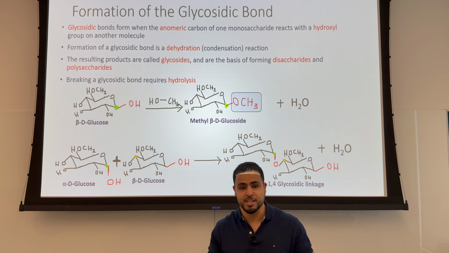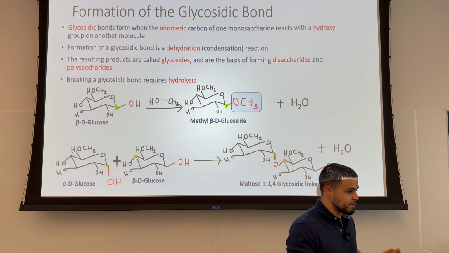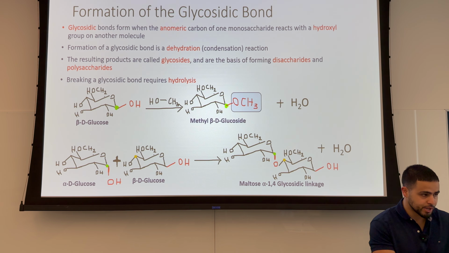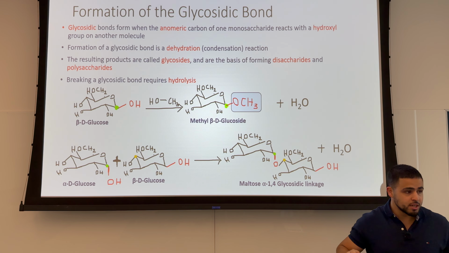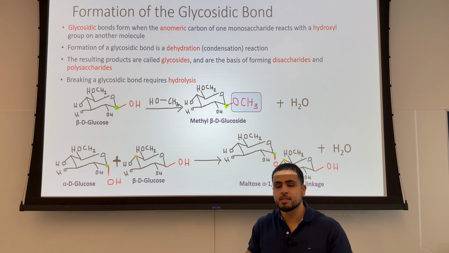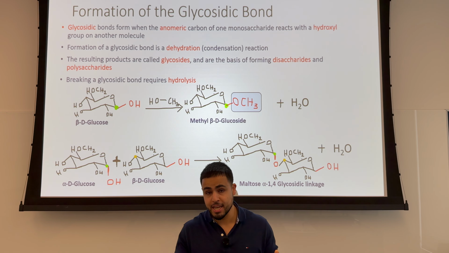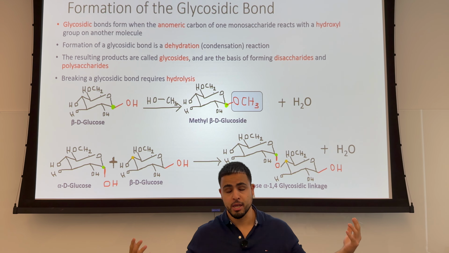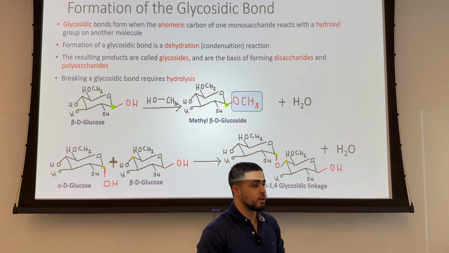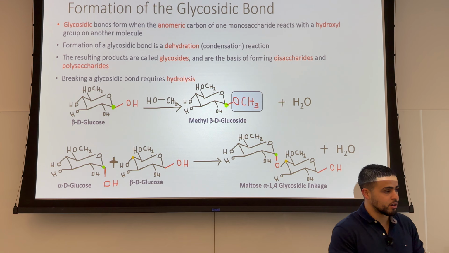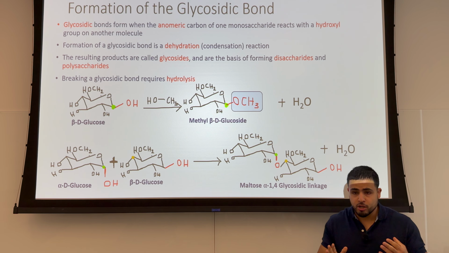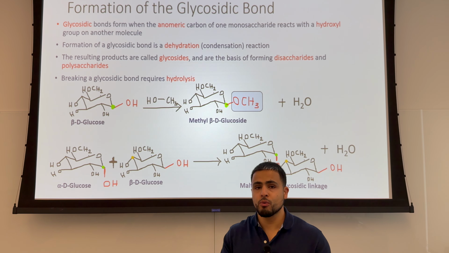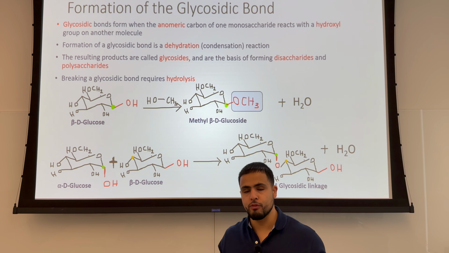All right, so it looks like we're starting off right off the bat with this very messy slide, and I know I said it's going to be easier, so bear with me. I'm going to break this down to you in a very simple to understand way. So the formation of the glycosidic bond is the basis of forming disaccharides and polysaccharides. And that's because disaccharides and polysaccharides are just monosaccharides attached to one another via glycosidic bonds.